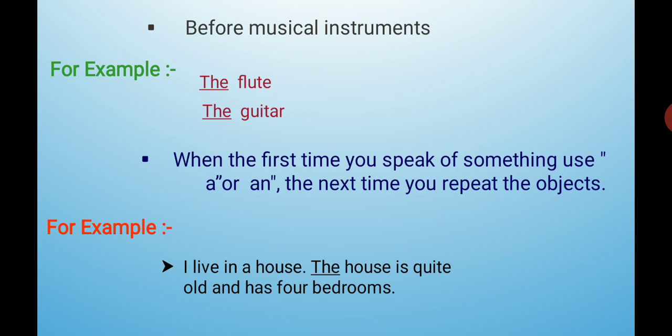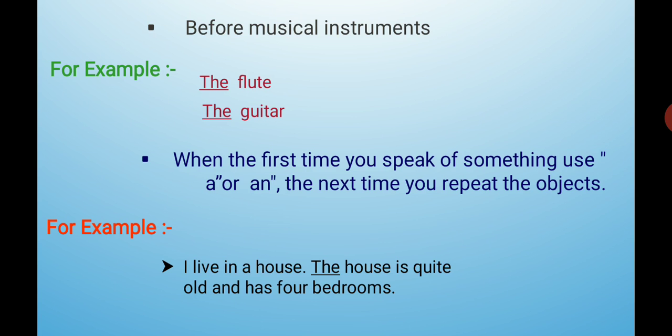In the same way, if you introduce a noun for the first time, you can use a or an. If you are talking about the same noun the next time, then you can use the. Here it is written: the house is quite old and has 4 bedrooms, right?